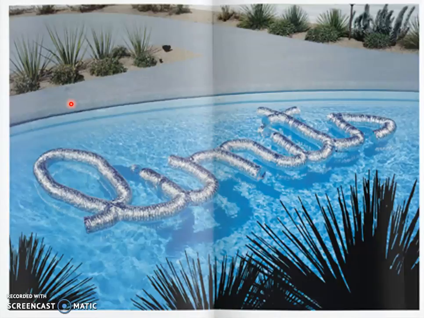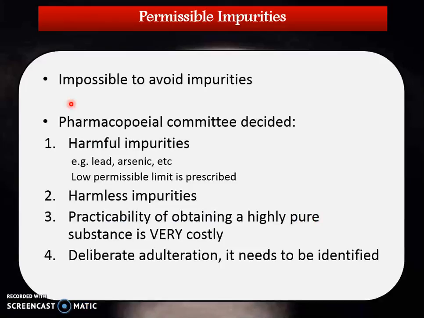So when you know there are impurities, we need to control the impurities. Why do we allow impurities? Why is it permissible? It's because it is impossible to avoid impurities. Impurities can also be related to errors. So it's impossible to avoid impurities. That's why impurities are permissible, but they must be within a certain limit.